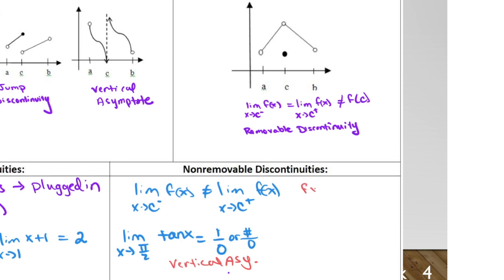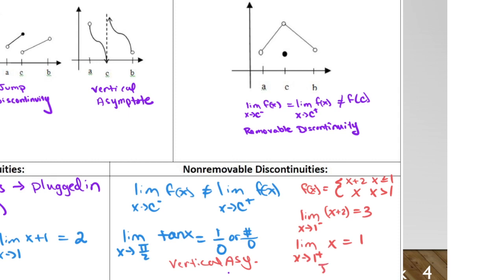And if you have a vertical asymptote, this is a non-removable discontinuity. You might even run into some piecewise functions. If you are told that f of x is x plus 2 for x less than or equal to 1, or x when x is greater than 1, think about your limits. The limit as x goes to 1 from the left, with the piecewise function being x plus 2, is 3. But the limit as x goes to 1 from the right of x is 1. So the limit from the left does not equal the limit from the right, therefore you have a jump discontinuity.